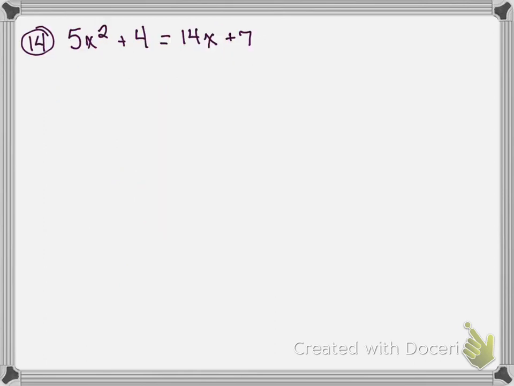Okay, number 14. Number 14 is we have 5x squared plus 4 equals 14x plus 7. Because we've got an x squared right here, the first step is we are going to move towards getting it by itself. Or I'm sorry, I was looking at something else in the practice final. So let me start over. We have 5x squared plus 4 equals 14x plus 7.